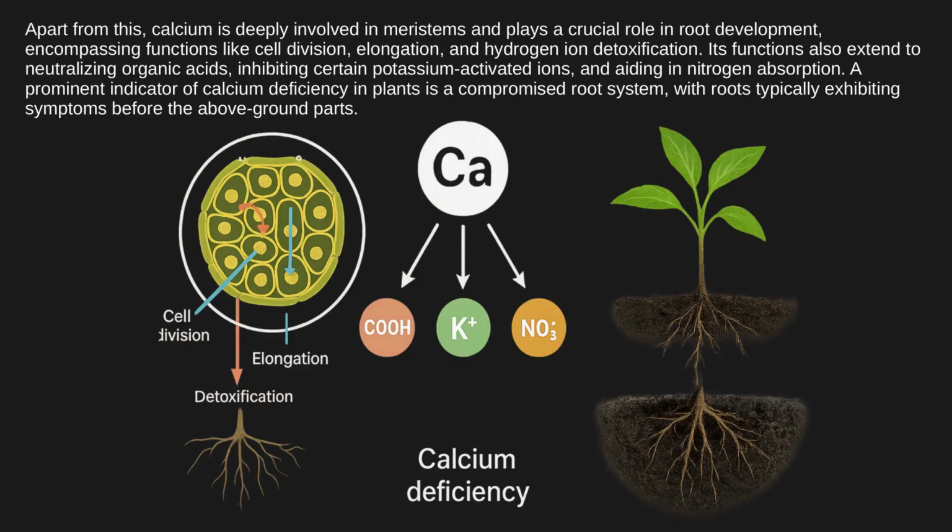cell division, elongation, and hydrogen ion detoxification. Its functions also extend to neutralizing organic acids, inhibiting certain potassium-activated ions, and aiding in nitrogen absorption. A prominent indicator of calcium deficiency in plants is a compromised root system, with roots typically exhibiting symptoms before the above-ground parts.